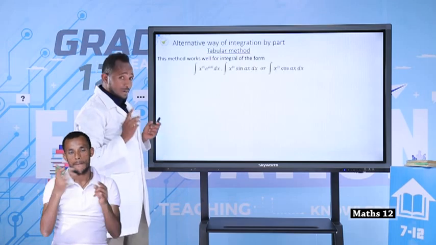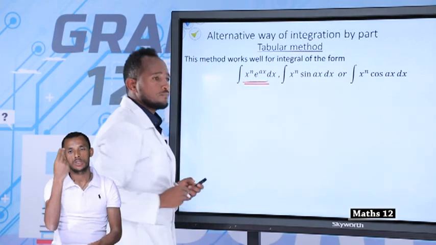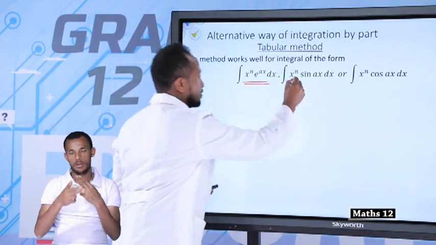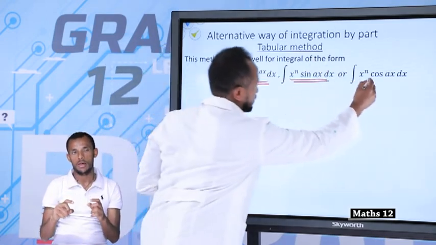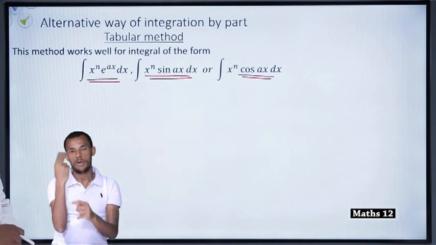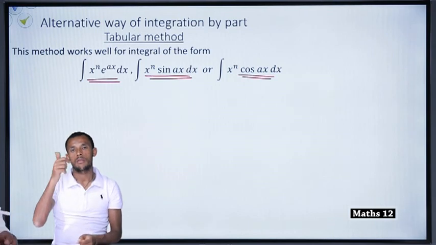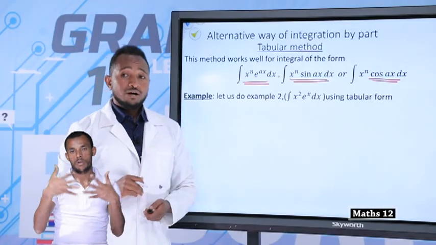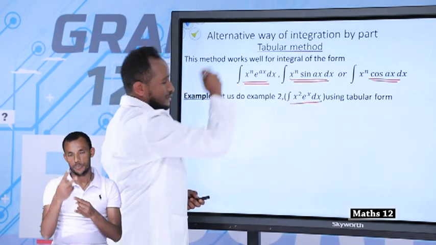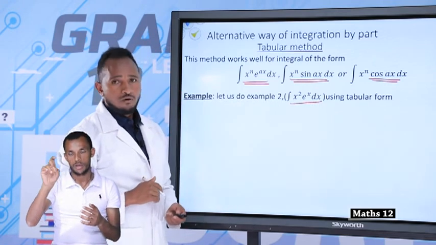By the way, this method works for functions of the form polynomial times exponential function or polynomial times trigonometric function. If you face such types of functions, you can easily apply this tabular method for integration. So let's see this tabular method using an example. Let's see the previous example, the integration of x squared e raised to x dx, using the tabular form.